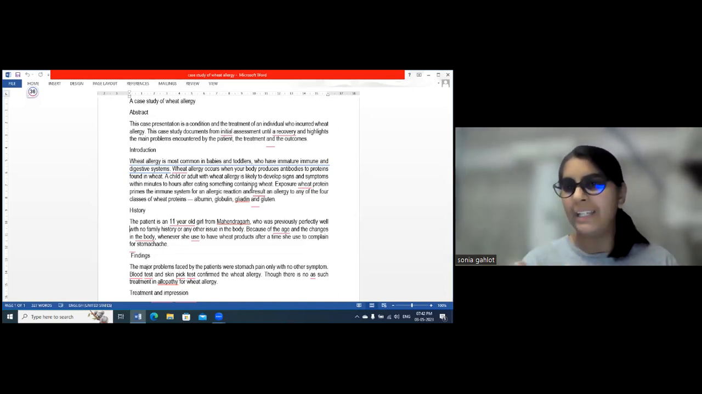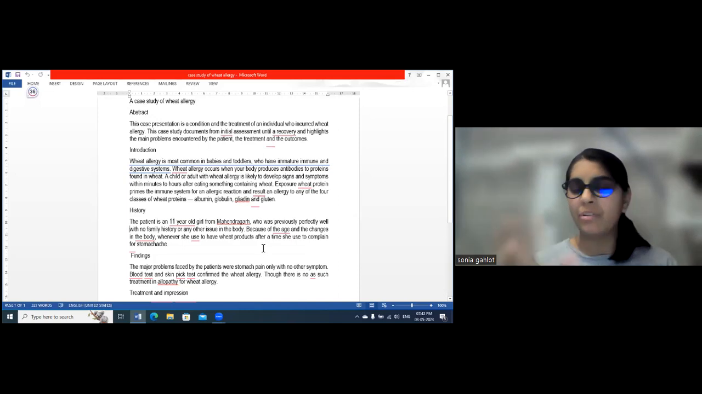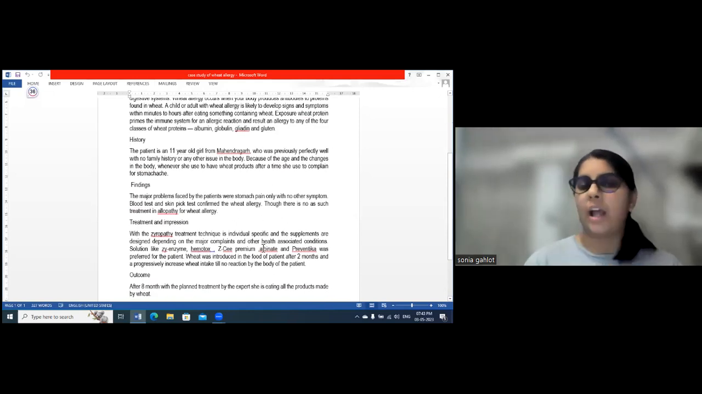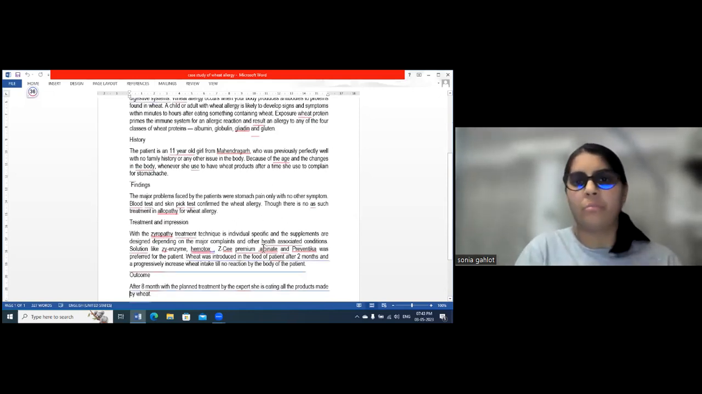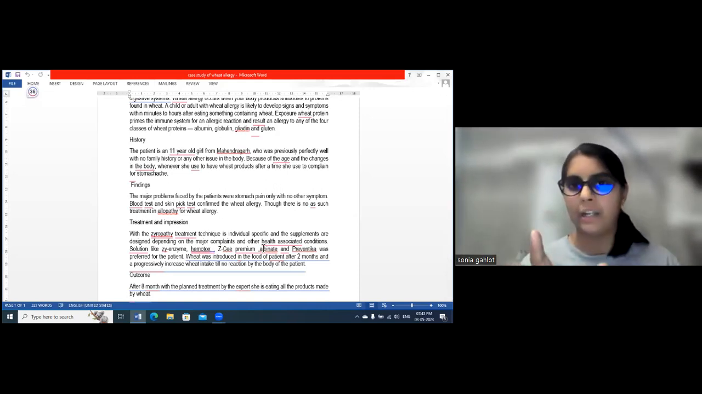She wasn't able to eat, had diarrhea, and she was very lean, with a pale color. So plenty of symptoms were shown during this. Then I have discussed the history: that she was 11 years old, from Mahindragarh in Haryana, and there is no family history of this wheat allergy.